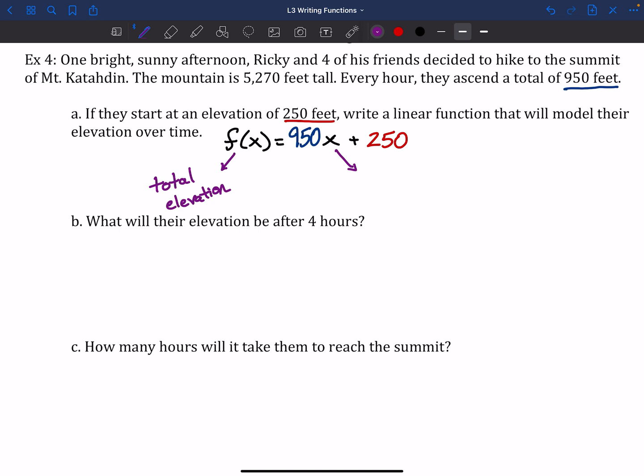Over on the right side, to figure out what x is, again, take a look at where you found your rate of change. It was 950. So we're saying that every hour they ascend a total of 950 feet. Right? So if it was 1 hour, I would have gone 950 feet. If it was 2 hours, I would have done that again, twice. So what we can say is that x is the number of hours.